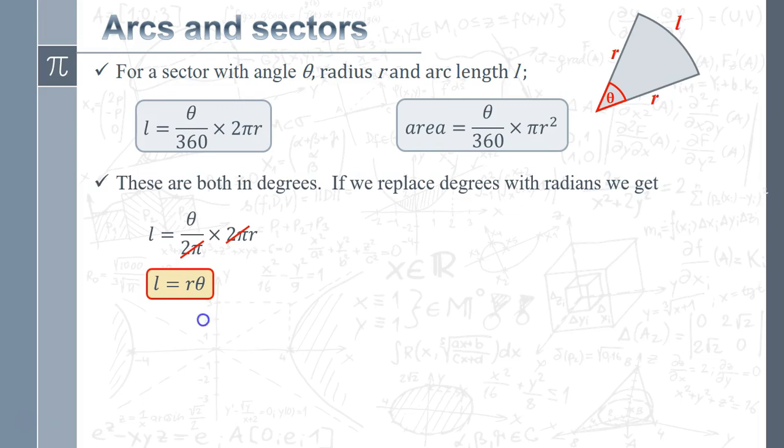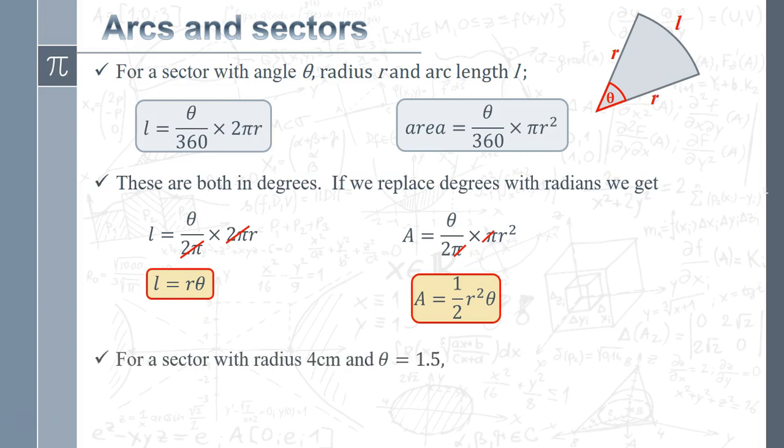Simple as that. If we apply exactly the same idea to the area formula, again you can see I've replaced the 360 with 2 pi. Again we can do a bit of cancelling, not quite so much here, the pi's will cancel out, and that leaves us with the area is theta over 2, I've just written that as half, so we've got half r squared theta, which just simplifies things a little bit.